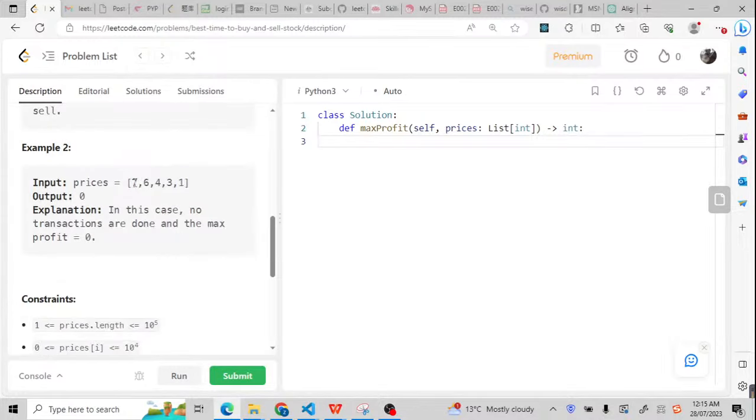For example, in this one, no matter which day we buy, because it is always in decreasing order, we cannot make any profit, so it is a 0.